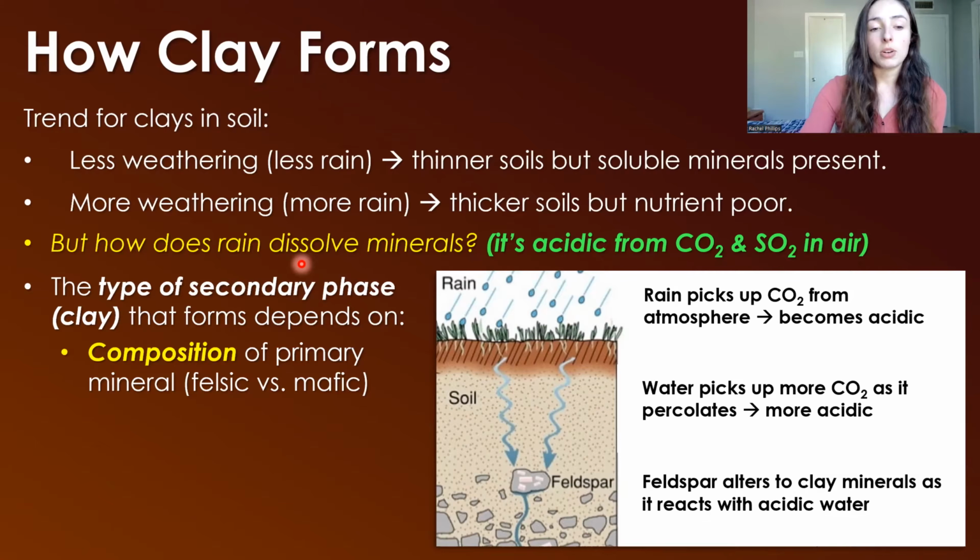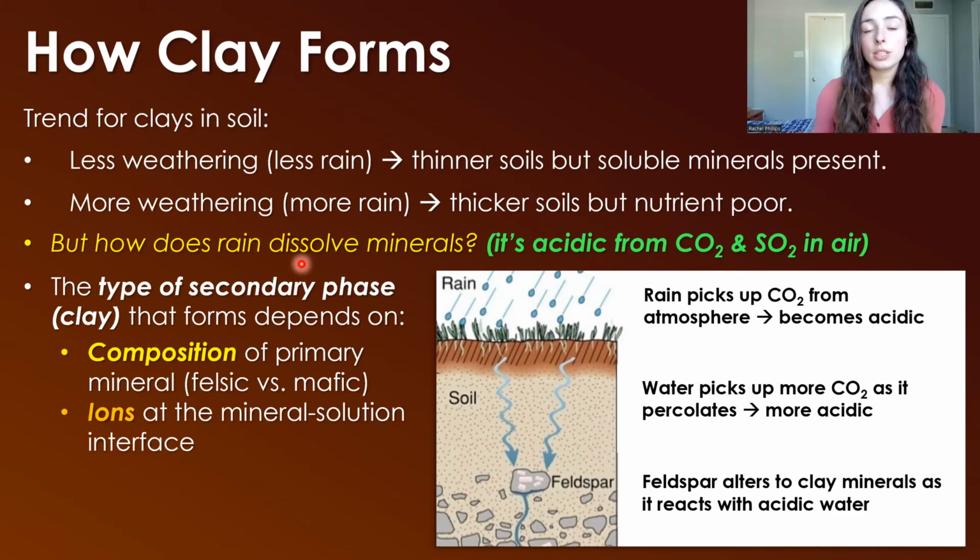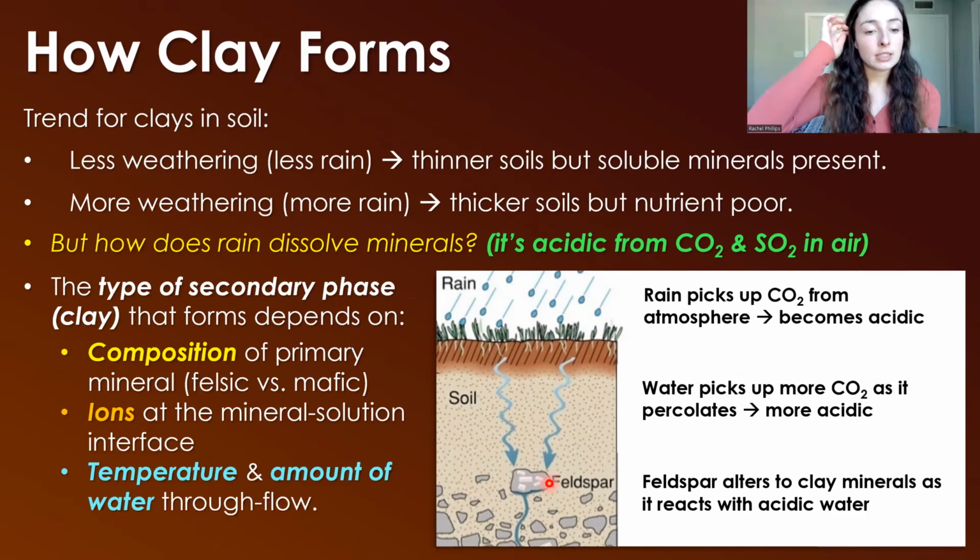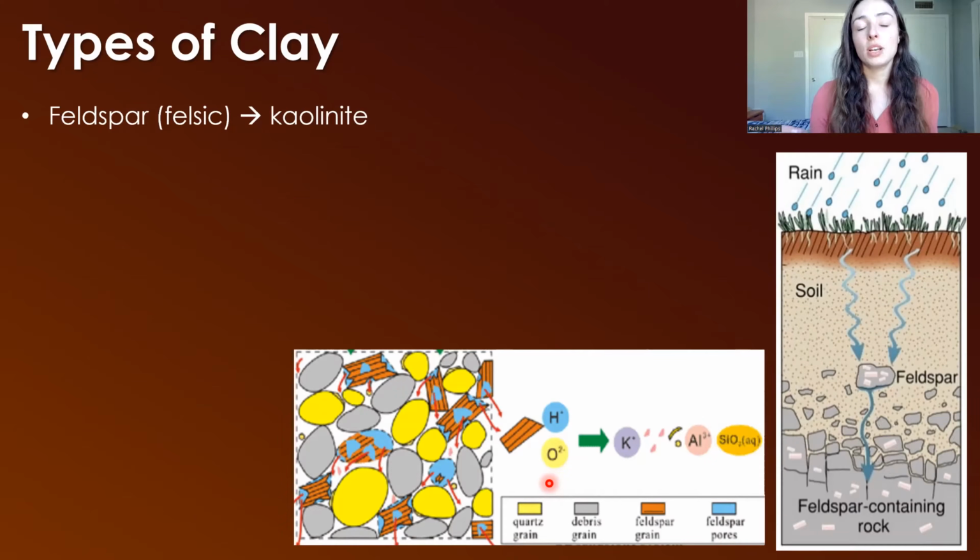The other thing that controls the type of clay that forms, or secondary phase that forms, is the ions at the mineral solution interface, so where the rainwater meets the rock and alters it. And the last thing is temperature and amount of water throughflow, which obviously control any chemical reactions, so that makes sense. So what types of clay form from what types of primary mineral?